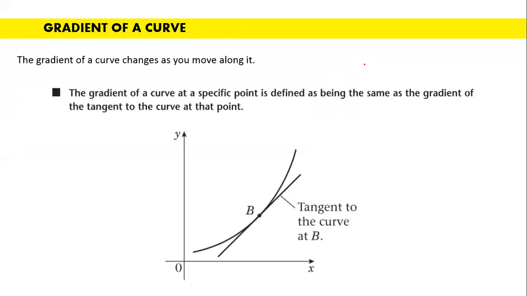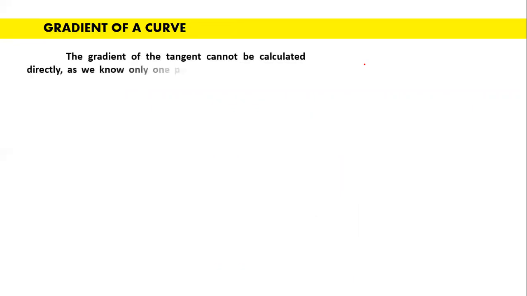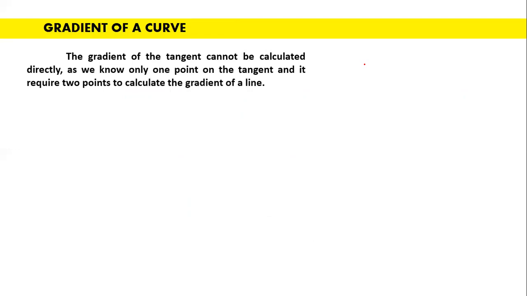Now, let's learn how to calculate the gradient of a curved graph. The gradient of a curve changes as you move along it. The gradient of a curve at a specific point is defined as being the same as the gradient of the tangent to the curve at that point. You cannot calculate the gradient of the tangent directly, as you know only one point on the tangent, and it requires 2 points to calculate the gradient of a line.